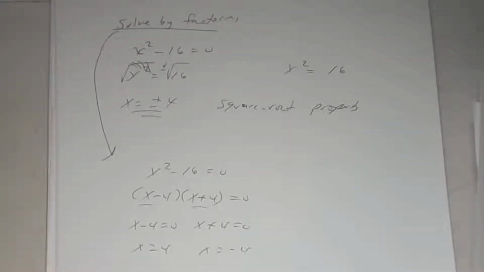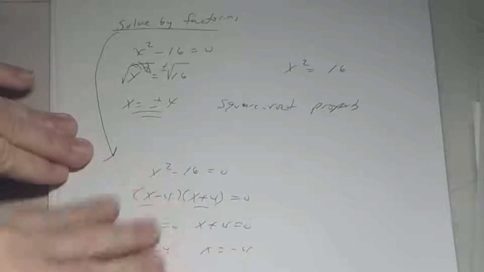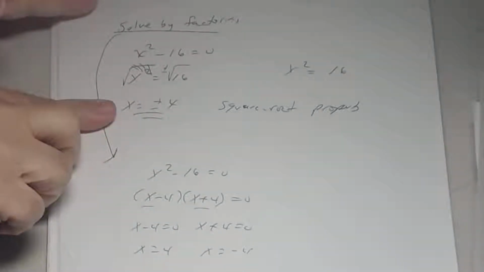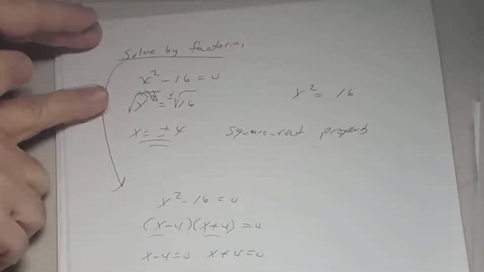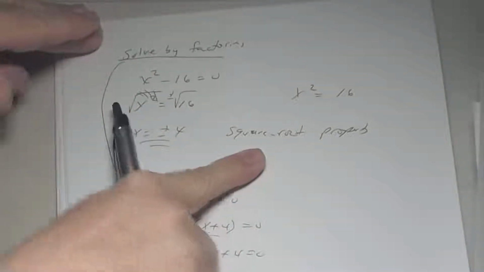Okay? So this is factoring. This is square root property. So in your final, if it says solve by factoring and you don't follow directions, you're gonna be upset. You got to follow directions. So this is not factoring. This is actually using the square root property.